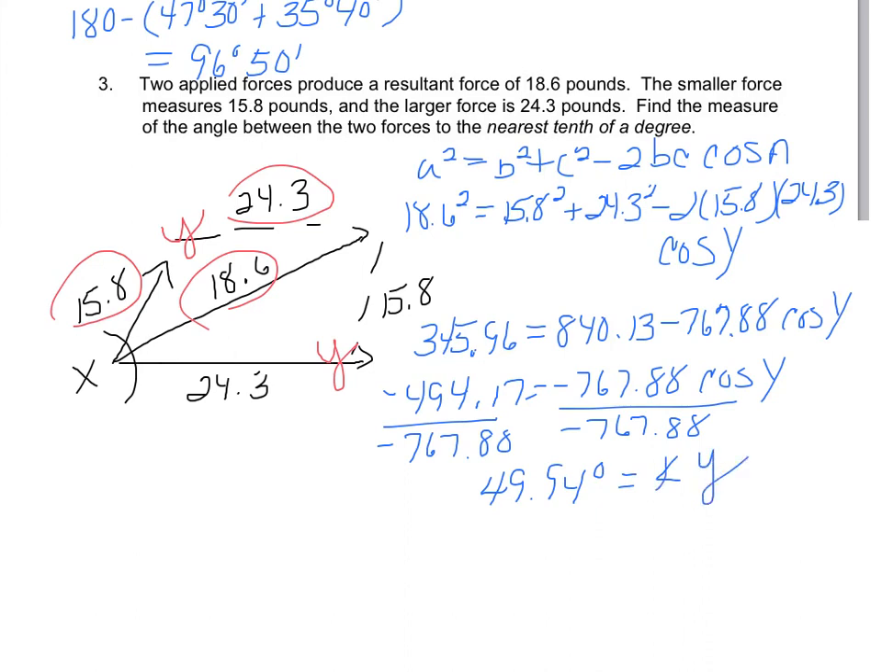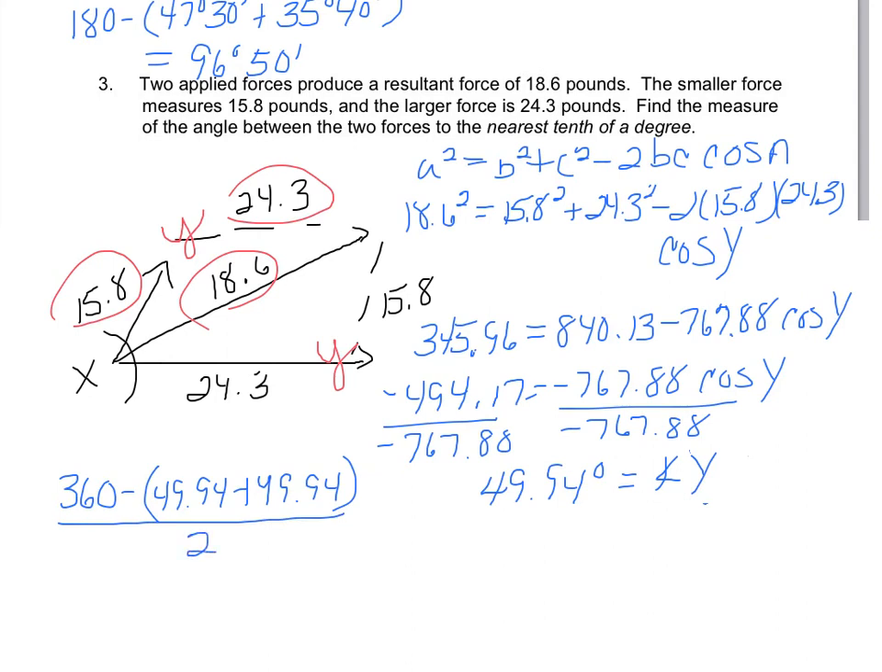Okay, so we have angle Y. Now, knowing angle Y, I can now find angle X. So I'm going to go 360 minus 49.94 plus 49.94, enter, divide by 2 because what's remaining is the value of the two other angles, and opposite angles are congruent on the parallelogram. So my answer will be, to the nearest tenth, you're right, 130.1 degrees. So angle X is going to be 130.1 degrees, and that's my answer.